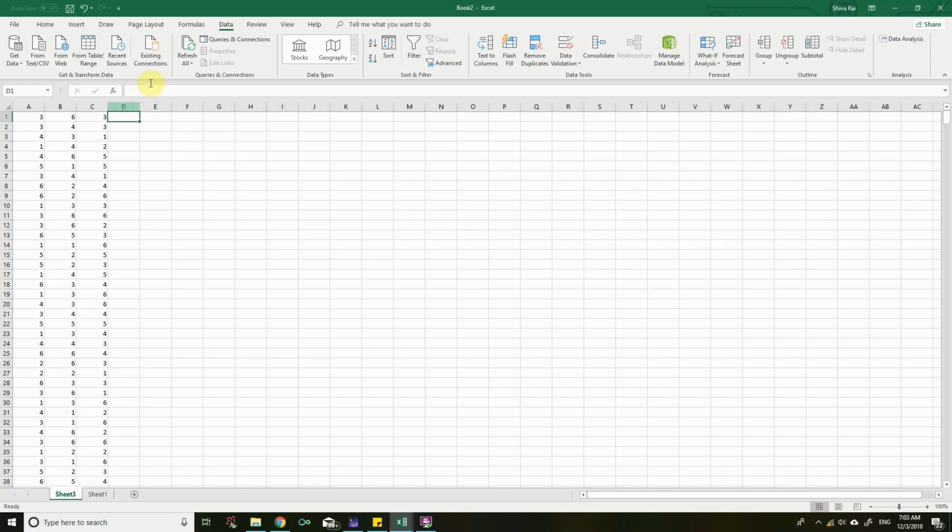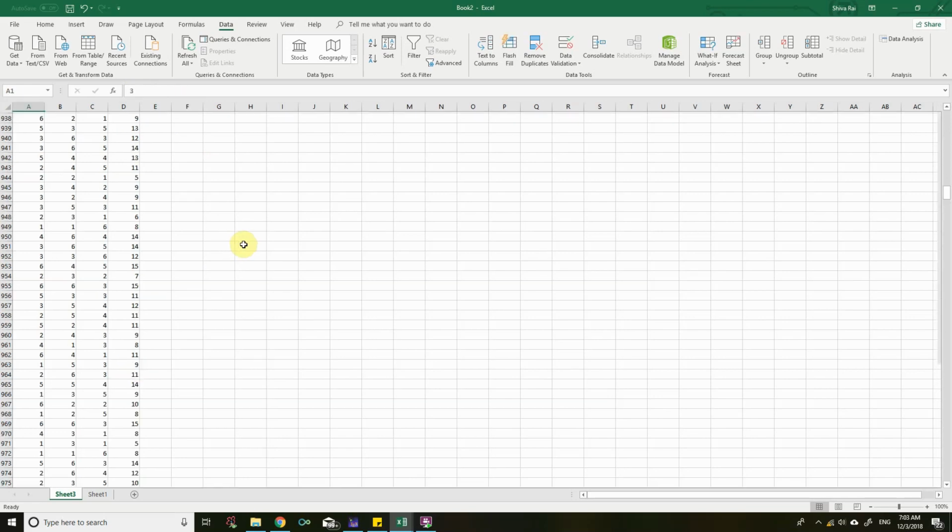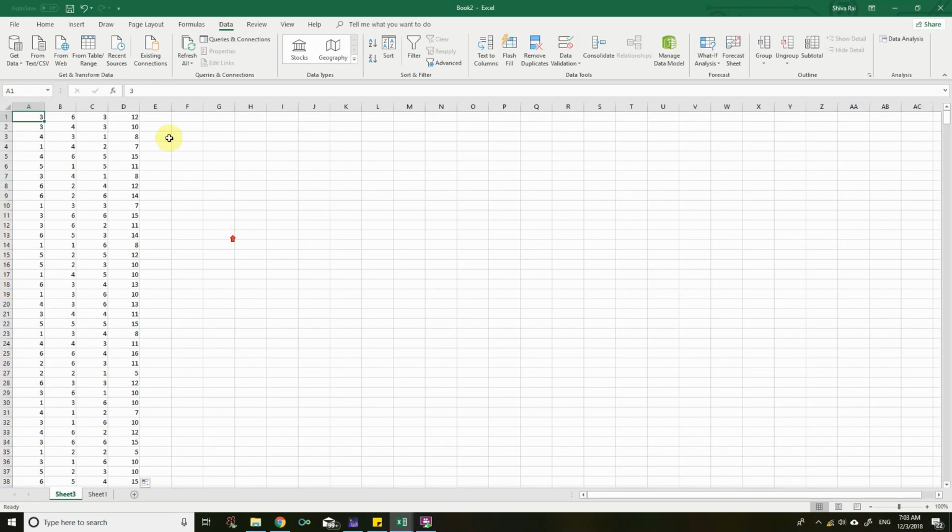So column D will consist of equals to sum of all of these rolls. That's fine. Now click on enter. Then hover in the right bottom, double click. Then if you go to the end of the data, you can see everything is summed up. Control home. Okay, so that's fine.